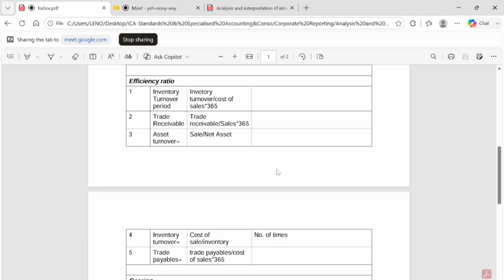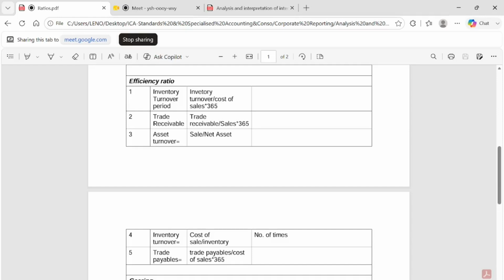Now let's go to the efficiency ratio. Now, for efficiency ratios, we have first one, what we call inventory turnover period. Here, we want to multiply by 365. So when you multiply by 365, it means that you want to know the number of days. What does it actually mean? So here it can also be called days inventory outstanding.